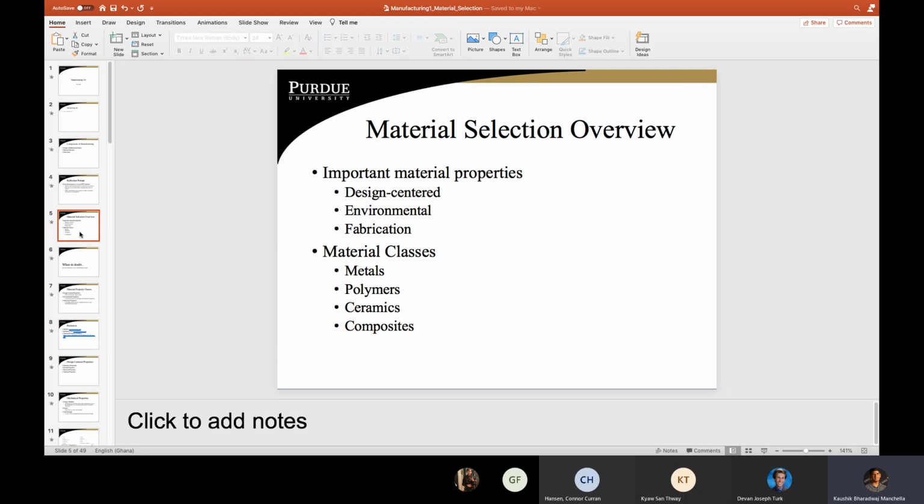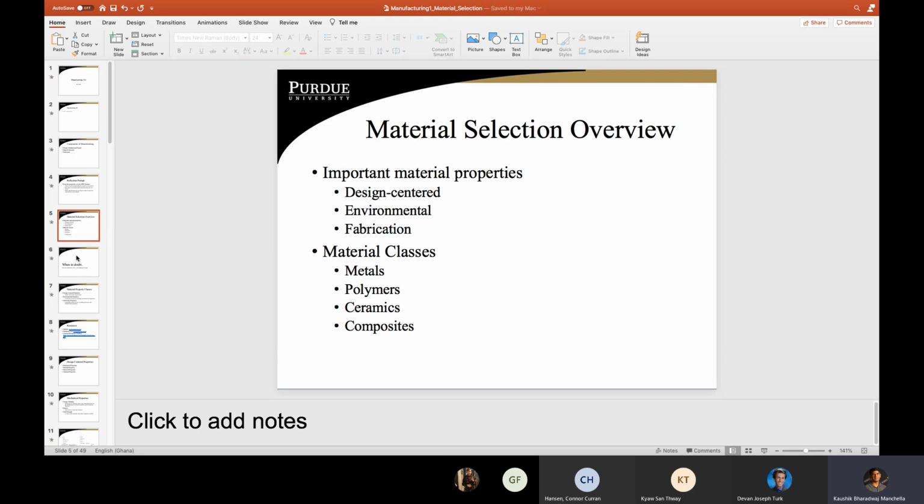Ceramics: we rarely use ceramics in EPICS. Even within Purdue, I haven't seen much. But then you have composites like carbon fiber, which I'll go through. Those are more high-performance special materials.